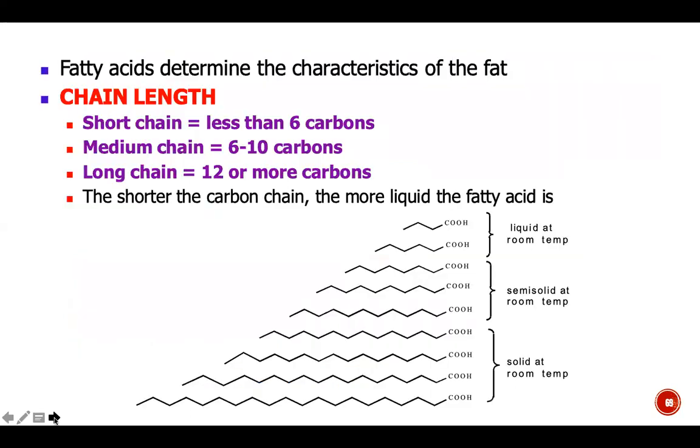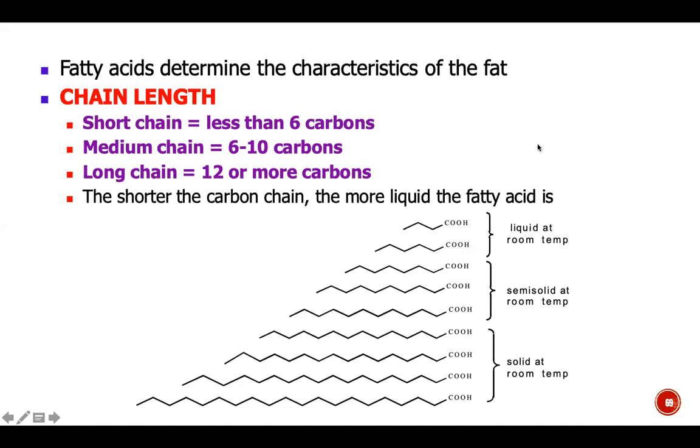Okay, fatty acid determines the characteristics of the fat. For example, in triglyceride, there is a glycerol backbone where the fatty acid will be attached. Because we call it triglyceride, it will have three fatty acids. Depending on what type of fatty acid is attached on the triglyceride, that also determines whether the lipid will be solid or liquid.